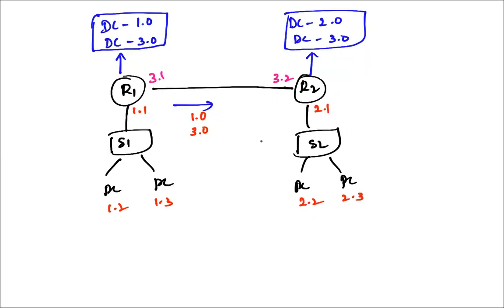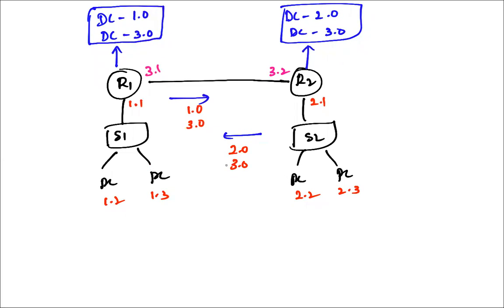In the same way, router 2 will also advertise, because what networks does he have with him? 2.0 and 3.0. These are the two networks that router 2 has got.